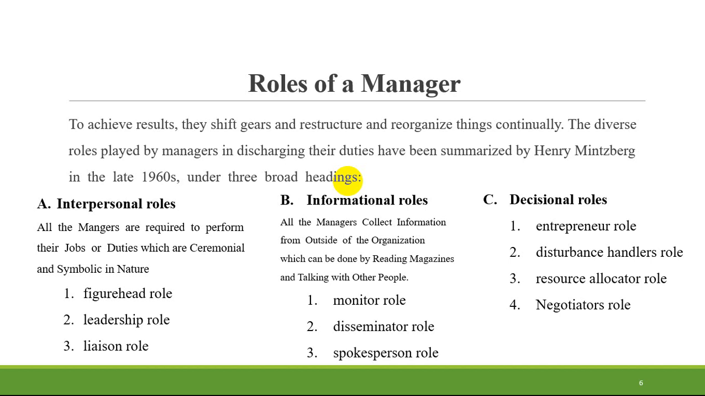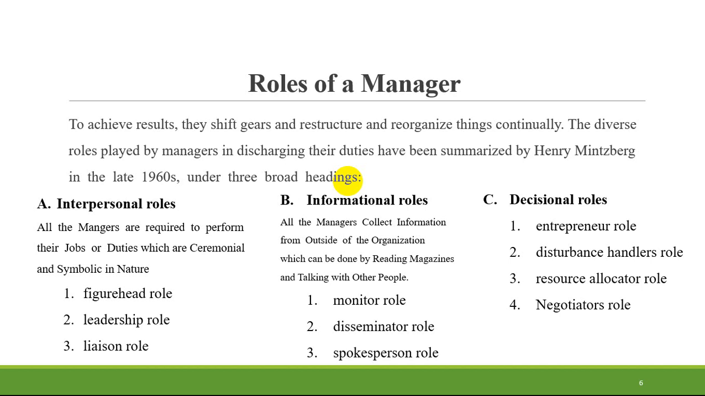Like, we have to collect information from the newspaper, we have to read daily newspapers, daily magazines, and deal with research papers which are there. So that is part of the monitor role.